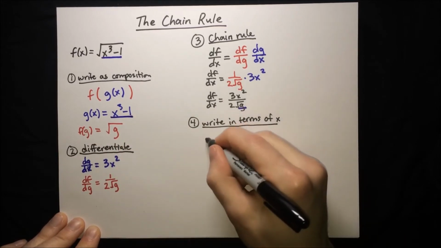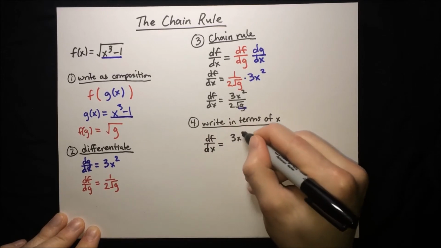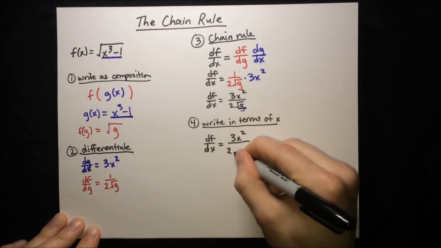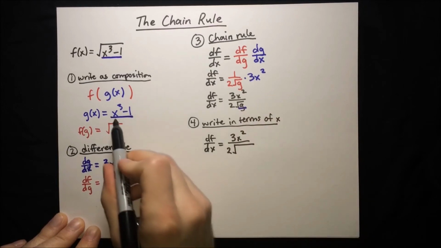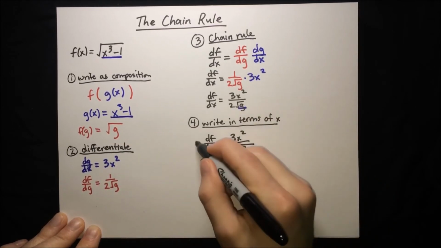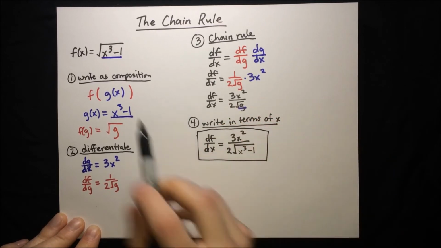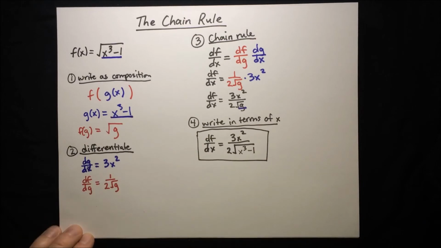So then we've just got df dx equals 3x squared over 2 square root of our function definition for g, which was x to the third minus 1. And there we go. There is our derivative of that complicated function.